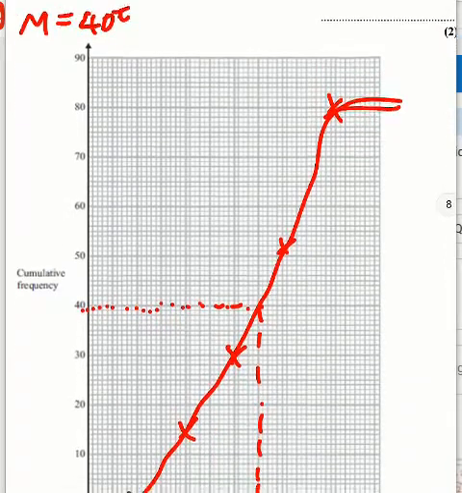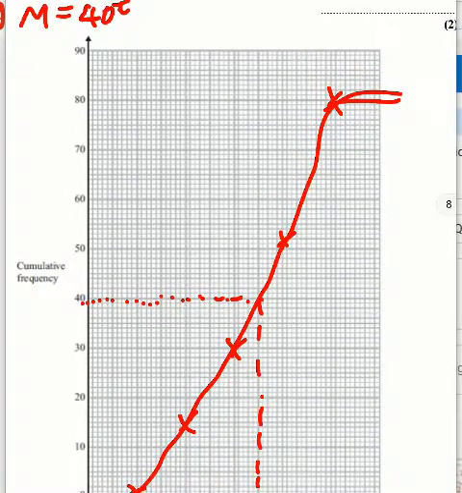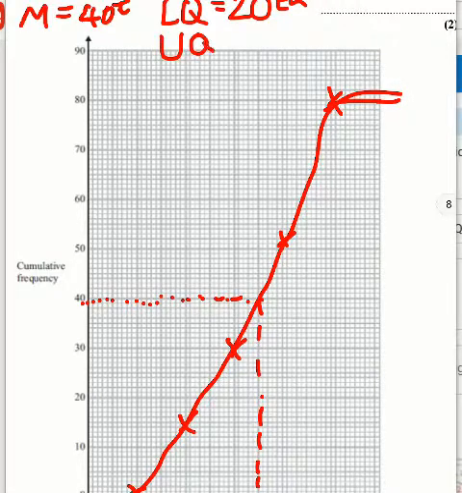And then we need to work out the interquartile range. So the interquartile range has two parts: the lower quartile, which is the bottom quarter of the data. So if the halfway point is 40, a quarter is half of that, which is going to be the 20th data point. And then we also need to find the upper quartile, which is the top 25%, or 3/4 of the data. And 3 lots of the 20 will give us the 60th. So draw a dotted line at 60.